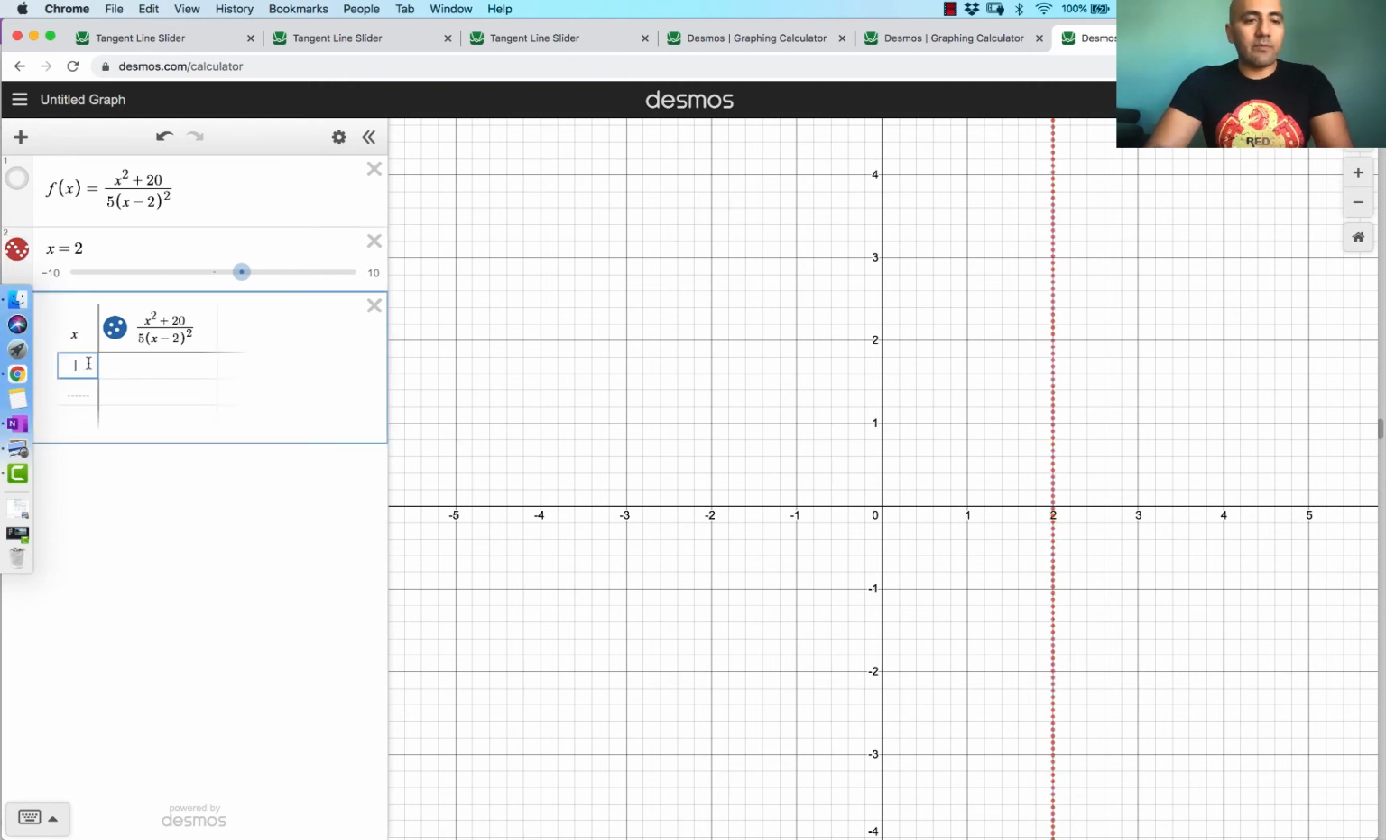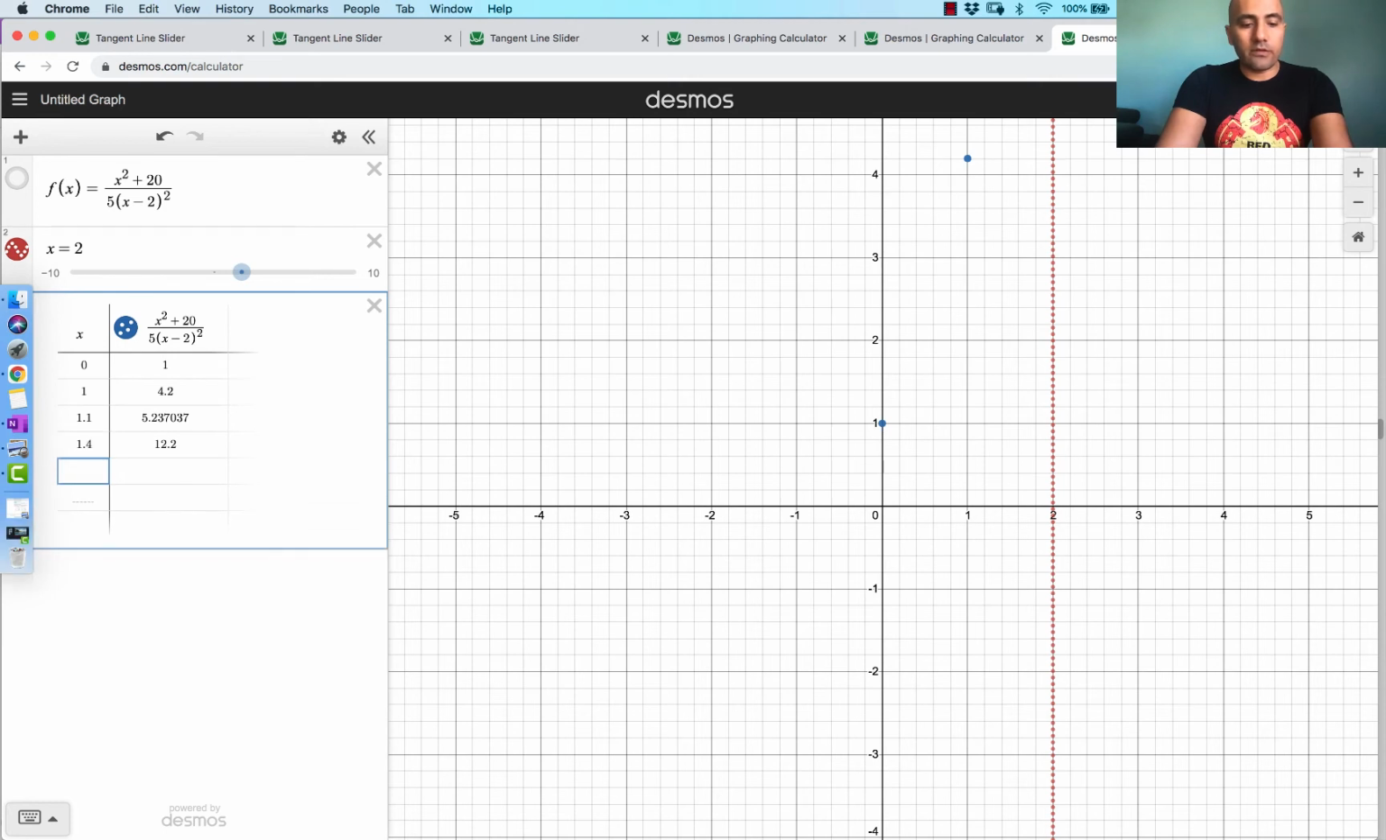So I already have some amount of information, and I can just use a few values in order to confirm that and see where it's heading. So let's approach 2 from the left-hand side first. How about 0, then 1, then 1.1, then 1.4, then 1.5, then... Okay, so they're already getting pretty large.